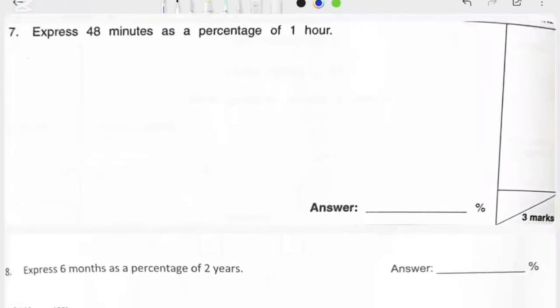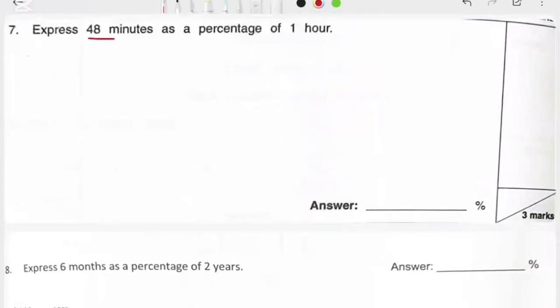Let's move on to the next question. Express 48 minutes as a percentage of 1 hour. 48 minutes and 1 hour, they are in different units. So let's first convert 1 hour into minutes. Now let's recall the conversion rate between hour and minute. 1 hour is equal to 60 minutes.